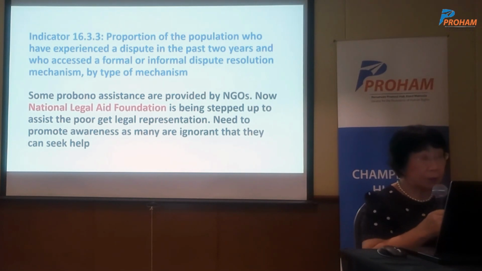Indicator 16.3.3, proportion of population who have experienced dispute and who access formal or informal dispute resolutions. There has been pro bono assistance provided by NGOs. Now the National Legal Aid Foundation is being stepped up to assist the poor get legal representation. However, there's a need to promote awareness, as many are unaware or ignorant that they can seek help.